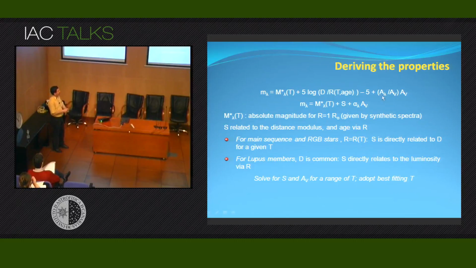So in this way, the apparent magnitude of an object at a given wavelength can be expressed as the absolute magnitude of this fiducial star of one solar radius, plus this parameter S, which depends on the distance and the radius of the object, doesn't depend on the wavelength, and the extinction.